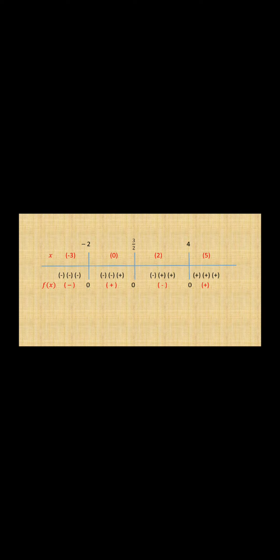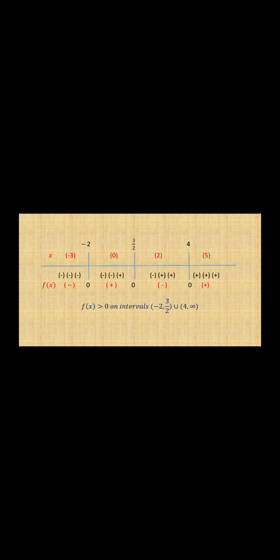By substituting in all the parentheses after factoring, negative times negative times negative, it means below negative 2, or less than negative 2, the function is negative. And between negative 2 and 3 over 2, the function is positive. And between 3 over 2 and 4, the function is negative. And greater than 4, the function is positive.